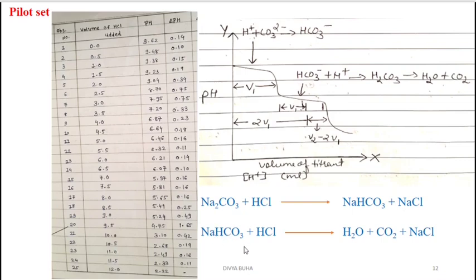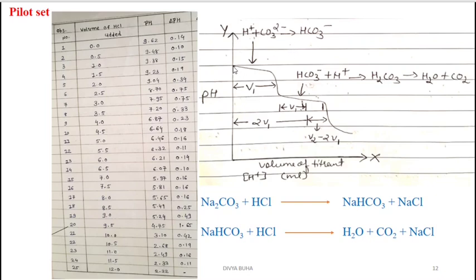Over here you can see that CO3 2 minus would be there. Over here HCO3 minus would be there. So the negative charge would be more over here as compared to here. That's why the affinity of H plus ions towards CO3 2 minus would be more as compared to HCO3 minus. So that is another reason why the neutralization of Na2CO3 takes place first.